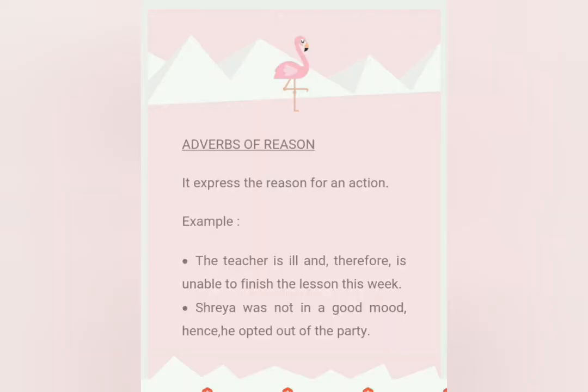Adverbs of reason. It expresses the reason for an action, like for which reason some action happened. Example: The teacher is ill and therefore is unable to finish the lesson this week. Because the teacher is ill, something is not happening for the entire week. So this word therefore indicates the reason. Shreya was not in a good mood, hence she opted out of the party. Why did she opt out of the party? Because her mood was not good. Hence, and in the first example, therefore, represent adverbs of reason.